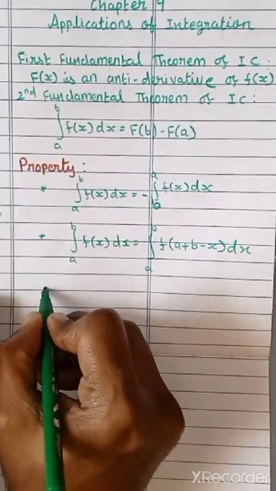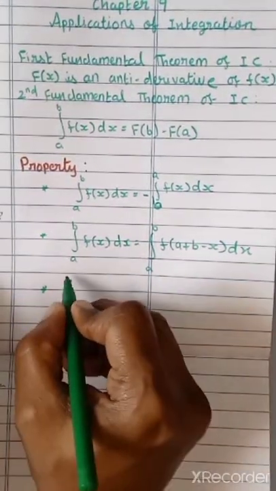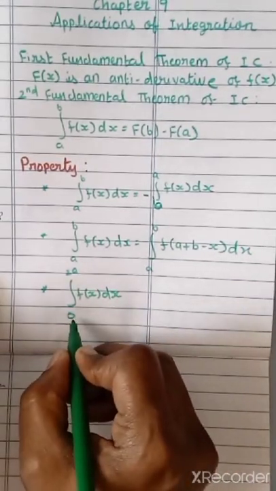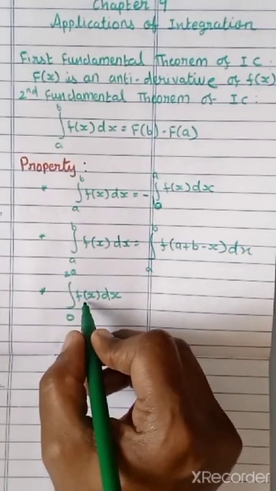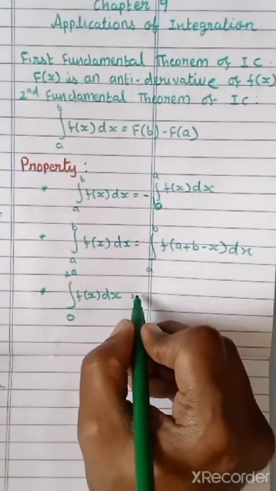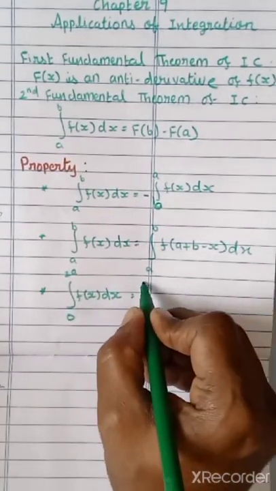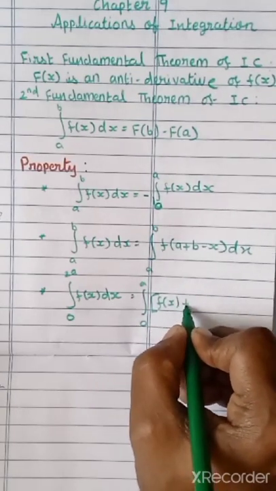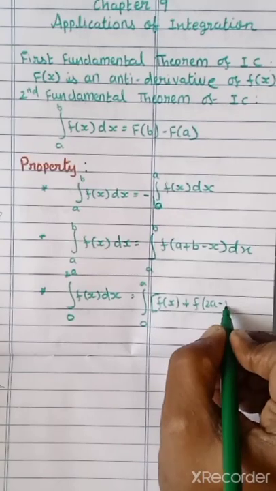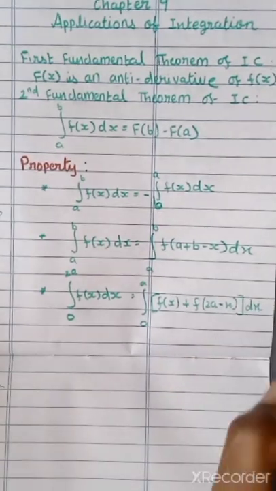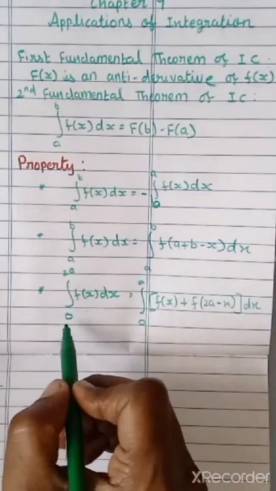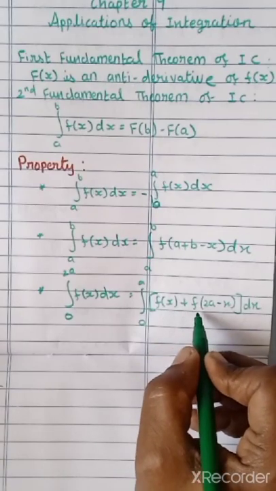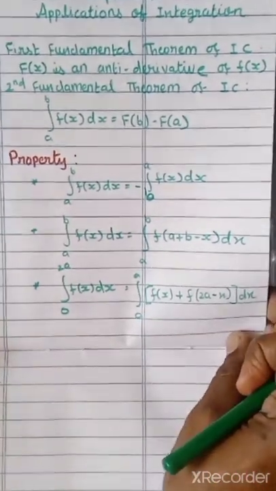Next property: integral 0 to 2a f of x dx. So how can you split this one? We can write the integral from 0 to a of f of x plus f of 2a minus x dx. So how can you split this interval 0 to 2a? The integral from 0 to 2a becomes f of x plus f of 2a minus x dx.